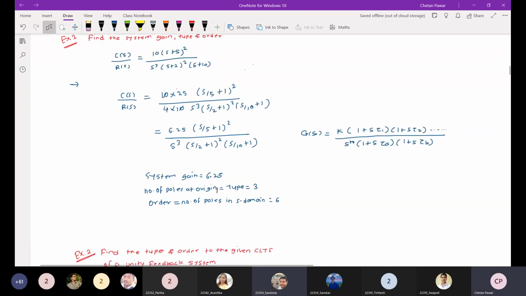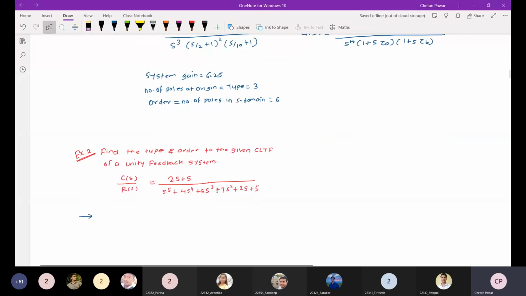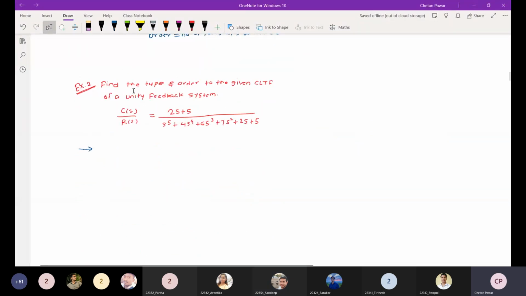Yes, sir. Okay, so here you can see example number 2. Find the type and order of the given closed loop transfer function of a unity feedback system. So what is meant by a unity feedback system? In that system, H(s) is equal to 1, right? The unity feedback factor is 1, and the closed loop transfer function is given.